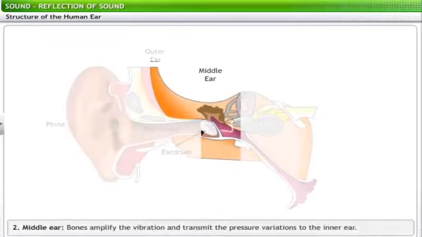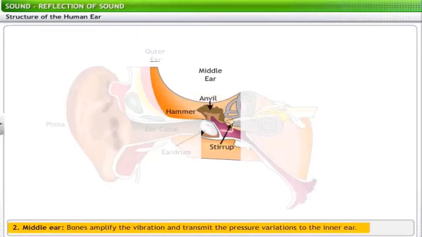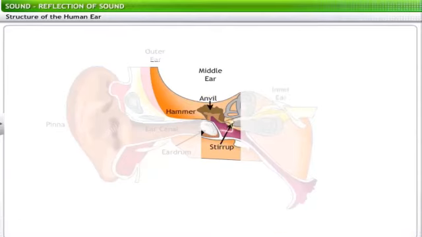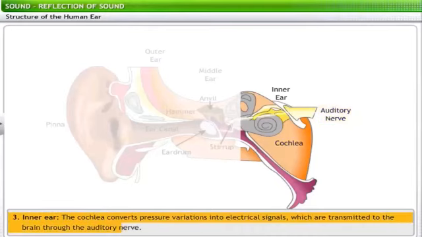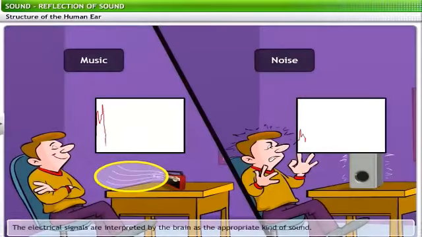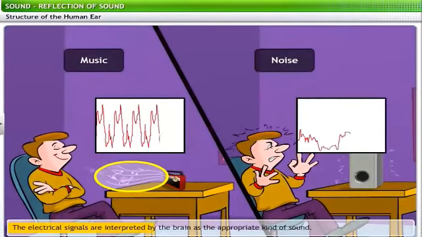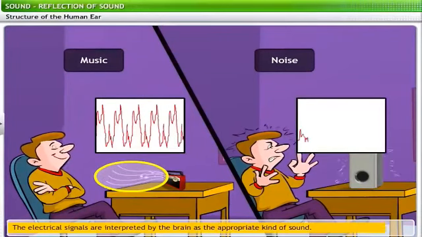The middle ear is comprised of three bones: the hammer, anvil, and the stirrup. These bones amplify the vibration and transmit the pressure variations of the sound waves to the inner ear. The inner ear is comprised of various parts, including the cochlea and an auditory nerve. The cochlea converts the pressure variations into electrical signals. Then, these signals are transmitted to the brain through the auditory nerve. These electrical signals are interpreted by the brain as the appropriate kind of sound.